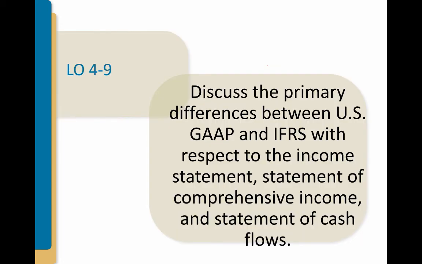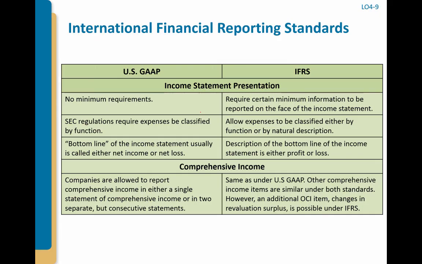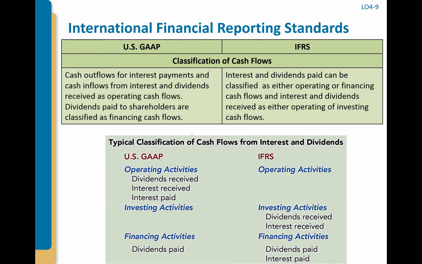Now, the last learning objective that we're going to talk about in Chapter 4 is the differences between GAAP and IFRS as they relate to income statements, OCI, other comprehensive income, and the statement of cash flows. You'll see in GAAP, we don't have minimum requirements. The way the SEC tells us to classify expenses is by function, and we have our bottom line, whereas there is certain minimum information for IFRS, same thing for comprehensive income and for cash flows.